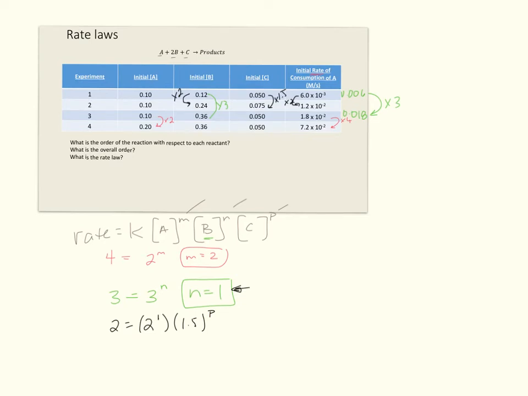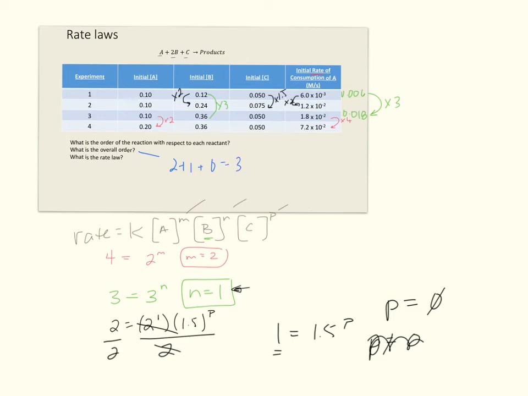All right, so I'm going to end up having to divide by 2 here. And so I get 1 is equal to 1.5 raised to the p. And so the only thing that could make this 1 is if p were equal to 0. So that means that it's 0 order with respect to C, because anything raised to the 0 is equal to 1. All right, so m is 2, n is 1, and p is 0. Now the overall order, we're just going to add them together. So for the overall order, we'd get 2 plus 1 plus 0 equals 3. And then to write the rate law, we'd write rate is equal to k times A squared times B. And that's it.